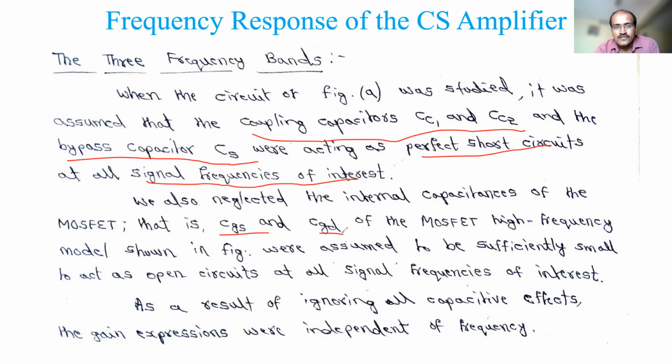Okay, CGS and CGD of the MOSFET high frequency model, that also we have not considered. So that is all we are going to see here. What we have done is we assumed them to be sufficiently small to act as open circuits at all signal frequencies of interest. That's why in the hybrid pi model or T model, we have not considered these internal capacitances, and even the coupling and bypass capacitors we have taken as perfect short circuits to allow the signal.